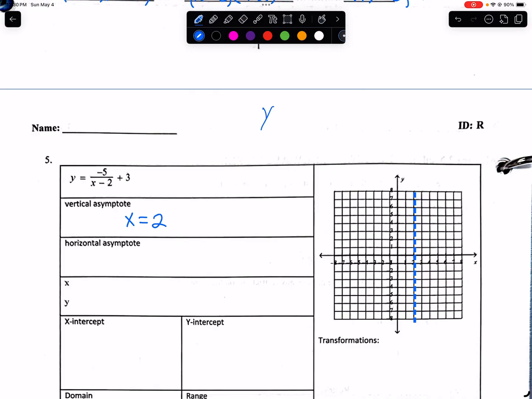So this formula, that's y equals a over x minus h, plus k. Every single time I write this, it's always the opposite sign there, and it's always the same sign over here. So we know that plus 3 is y equals 3, because it's the same sign. So then that's at the x.